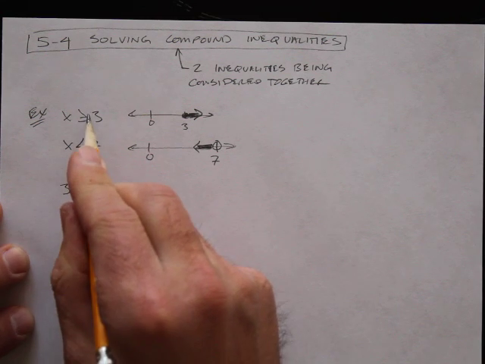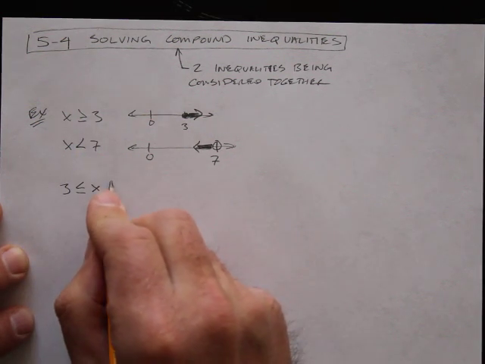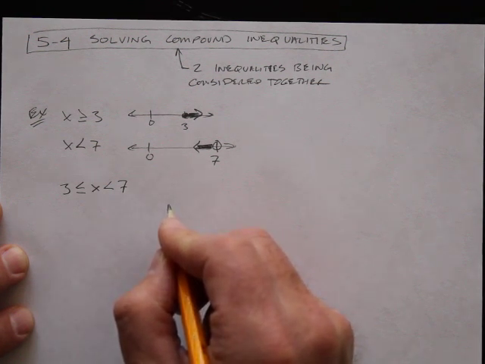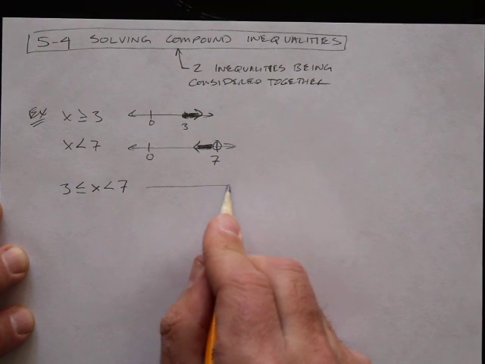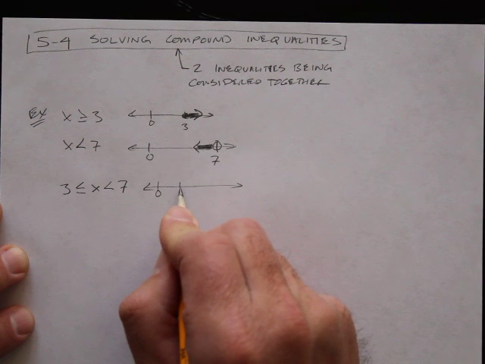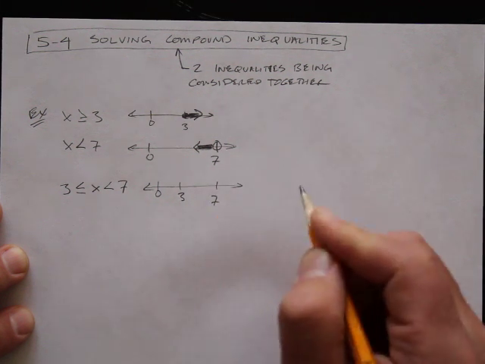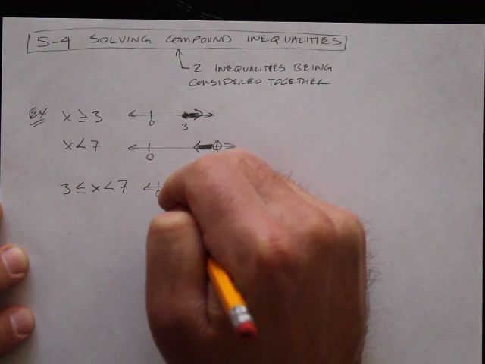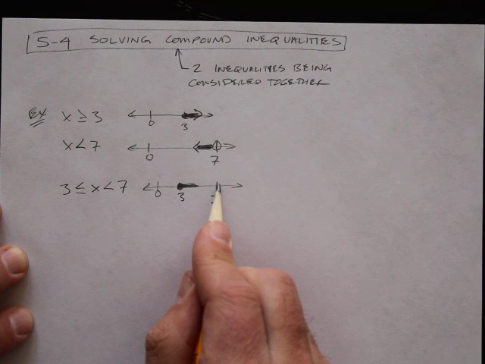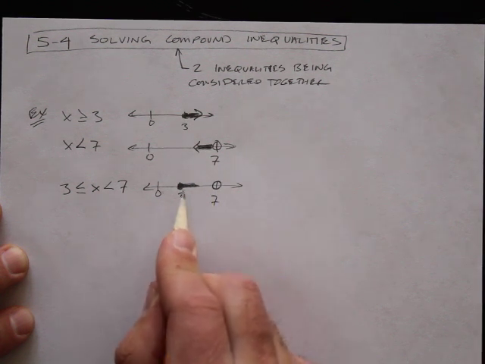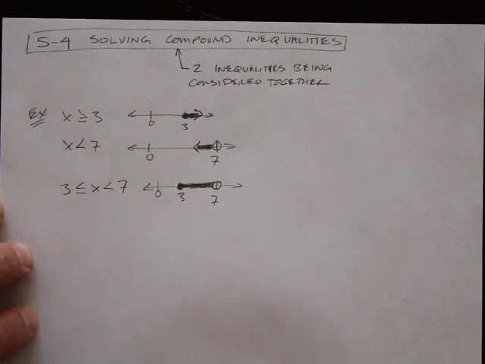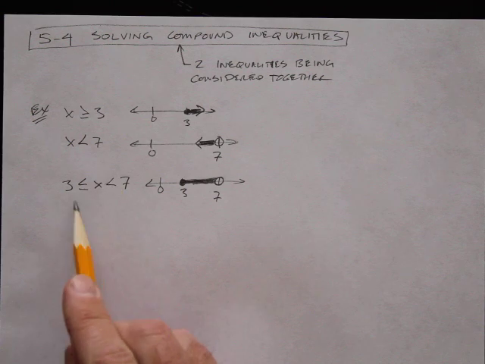Notice how these are the same, I just wrote them the reverse way. Is less than 7. Now I've got x between these two numbers. And so now I've got 0, and I've got 3, and I've got 7. 3 is included, and I'm shading to the right because x is greater than it. 7 is not included, and x is less than this. So here I have my graph of what this would look like.